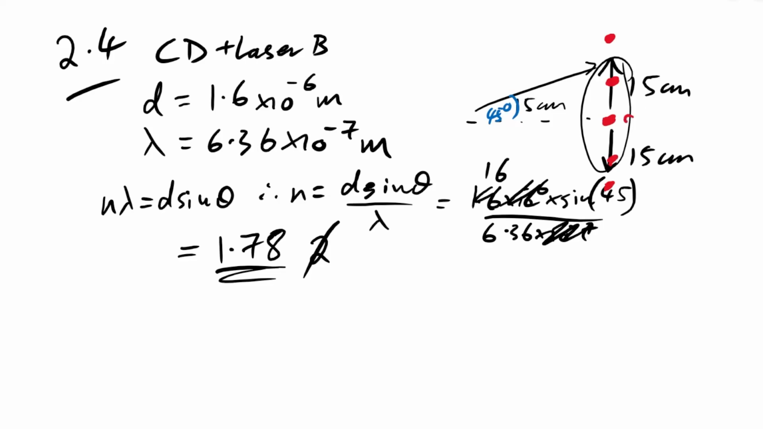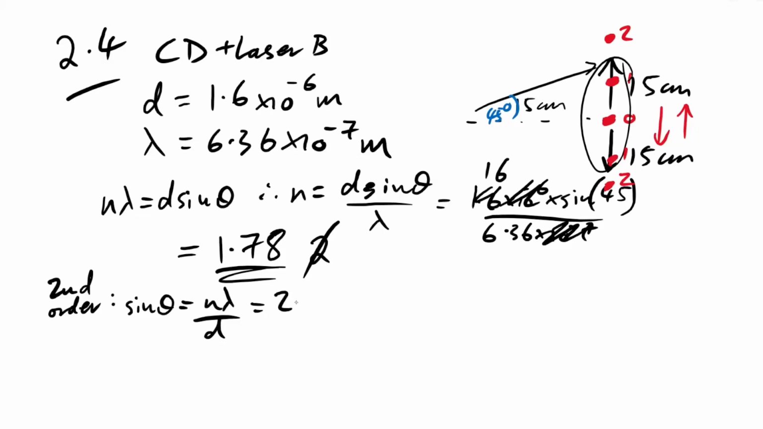There's the first order. So 0, 1, 2, 0, 1, 2. Now the question is, can we move this screen up or down to cover 4 of the spots? Well, let's find out what angle the second order is made at, shall we? So second order, and so that is going to be sine theta is equal to n lambda over d. So that's 2 times the wavelength divided by the slit spacing.